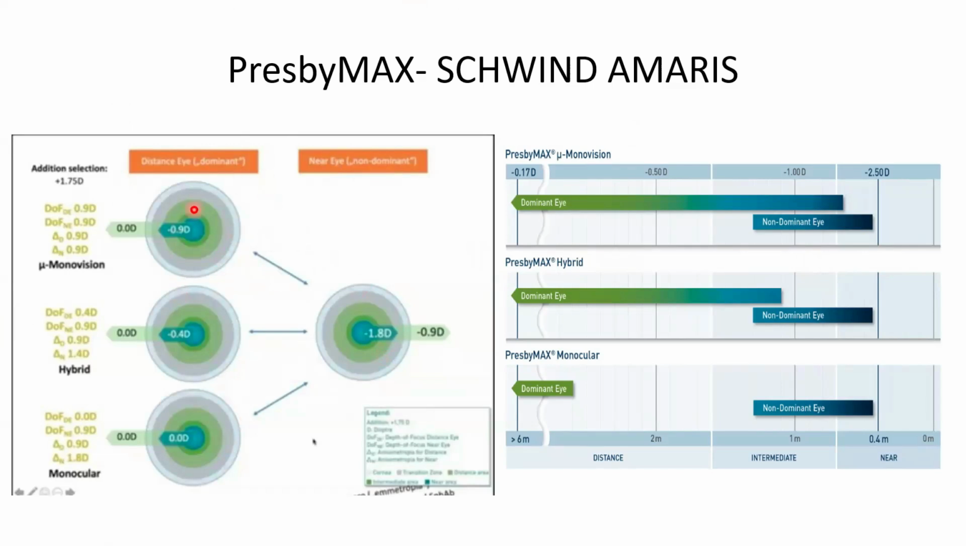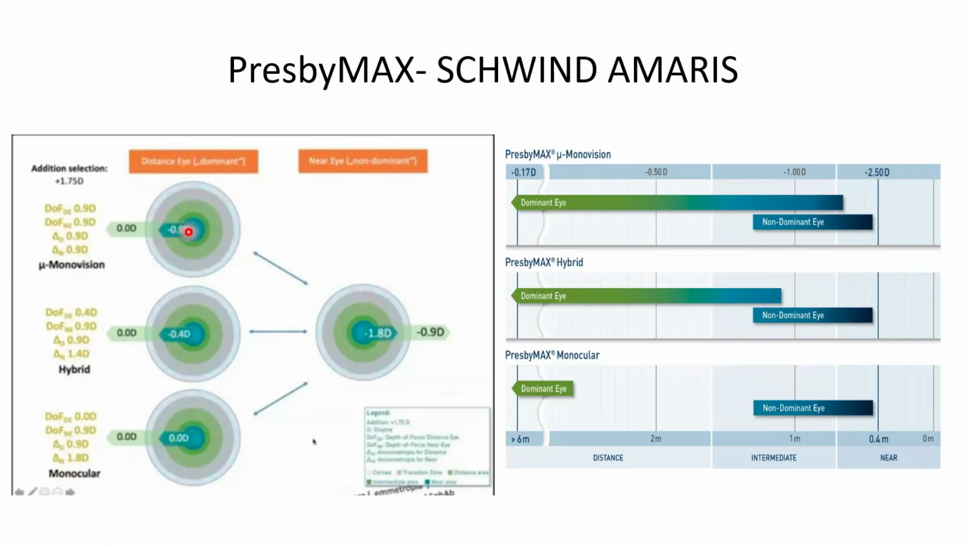So the treatment in the distance eye on the PresbyMax platform is varying. In the right, in the dominant eye, you can have micromonovision, you can have hybrid treatment, or you can have monocular treatment. However, in the non-dominant eye, the treatment remains the same. So let me take you through the journey of each treatment.